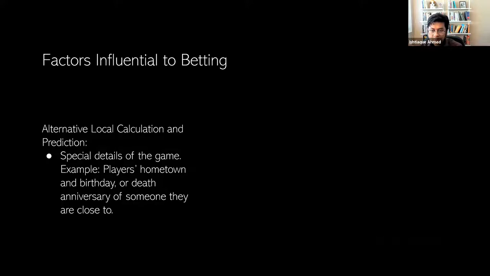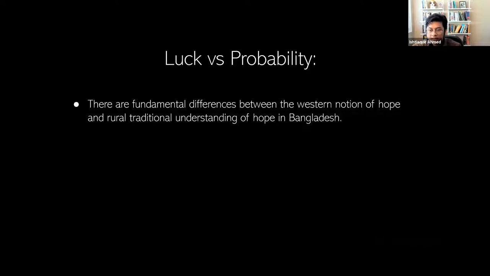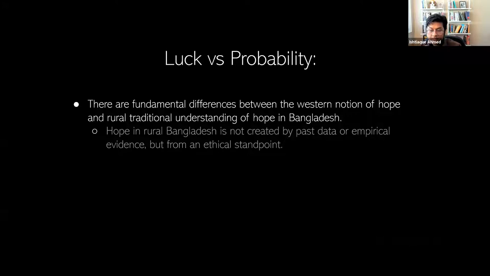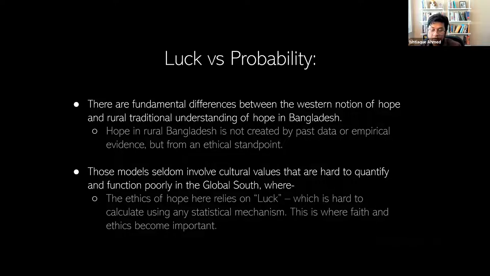So as we can see, there are fundamental differences between the Western notion of hope and the rural traditional understanding of hope in Bangladesh. Hope in rural Bangladesh is not created by past data or empirical evidence, but from an ethical standpoint. Secondly, modern scientific data-driven models seldom involve cultural values that are hard to quantify. They function poorly in the Global South, where the ethics of hope relies on luck, which is hard to calculate using any statistical mechanism. This is where faith and ethics become important.